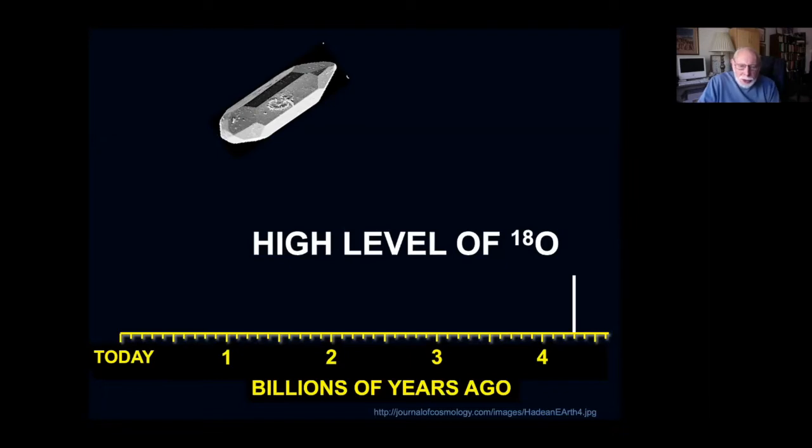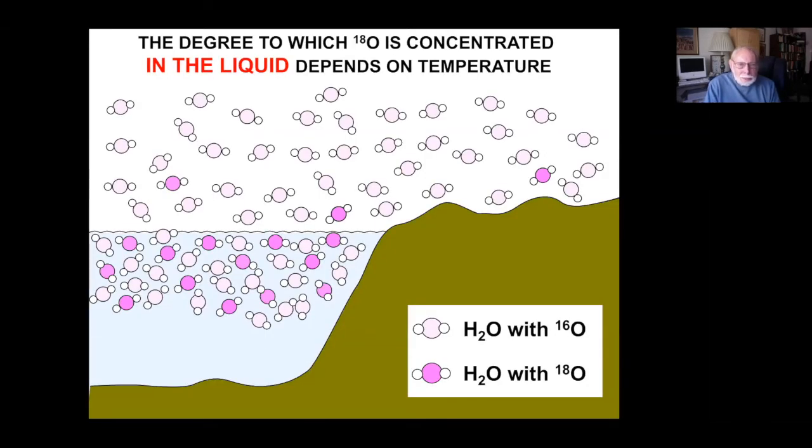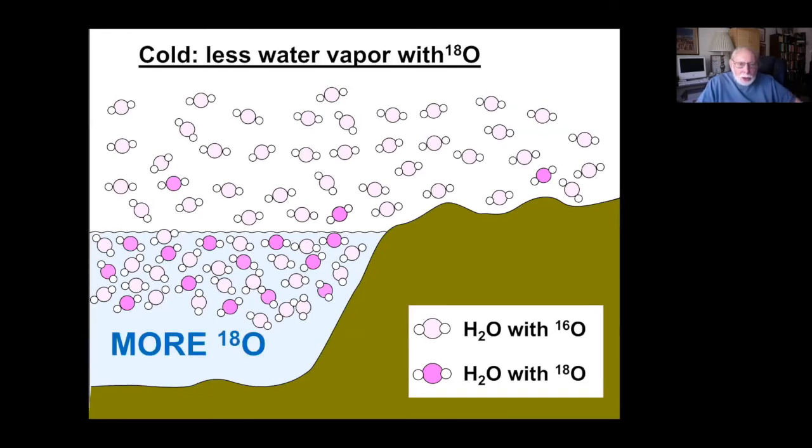But that oxygen that they do have has a high level of oxygen 18. And oxygen 18 is an isotope of oxygen that is a bit heavier than the standard oxygen 16, which most oxygen is. And because it's a bit heavier, the degree to which it's concentrated in a liquid depends on the temperature. When it's cold, there's less water vapor, so less of it can escape into the atmosphere, so it gets concentrated in the water. So the waters are enriched in oxygen 18 if it's cold.